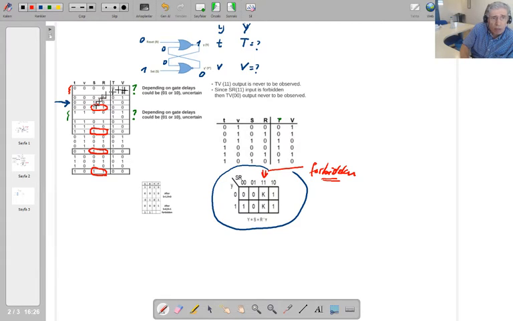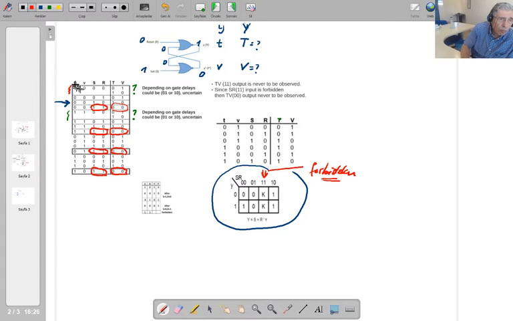So if you now examine the outputs, that is 0, 0, and that is 0, 0, that is 0, 0, and that is 0, 0. What does this mean? If I never apply those S and R values 1, 1, I'm never going to observe that T and V values have 0, 0 values.